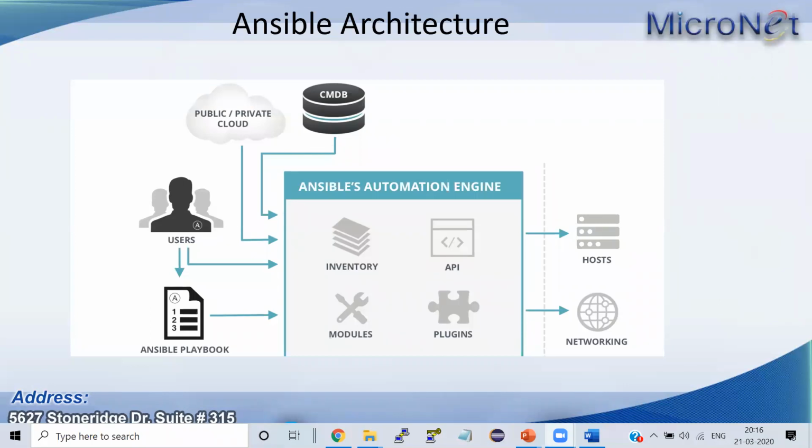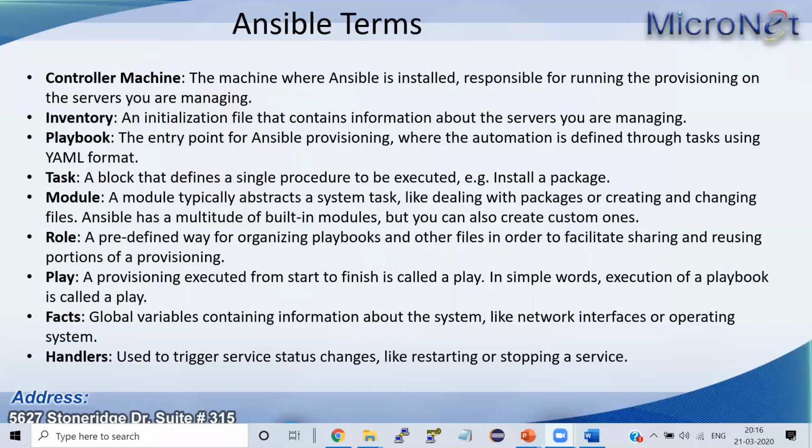So the important terms to be remembered for Ansible are these. First, it is also called the controller machine or automation engine. This is where you install Ansible. Ansible could be installed on-premises, or you can use Docker and a container to install Ansible, or you can install it on cloud. So lots of options for installing Ansible. The second one is the inventory file.